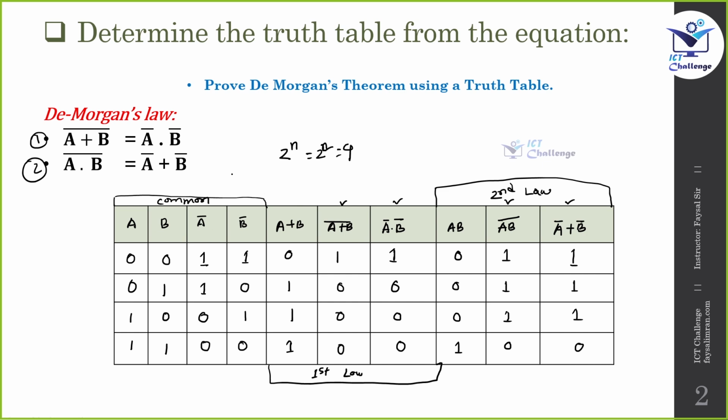If you are asked for any one equation, like equation number 1, then you have to draw just those 4 and those 3 columns. That means the truth table only carries those columns. If you are asked for the truth table for equation number 2, you have to draw the 4 common columns and the 3 columns for the second law. You don't need to write the other 3 columns if you are asked for equation number 2. But if you are asked for the entire De Morgan's theorem, you have to draw the full or entire truth table.